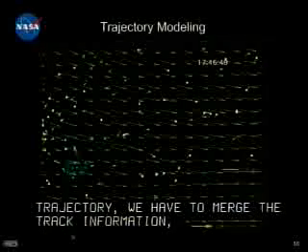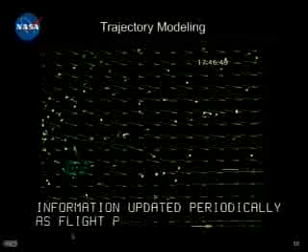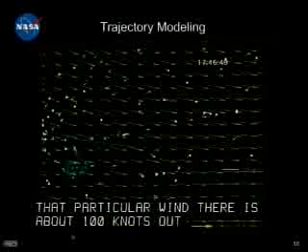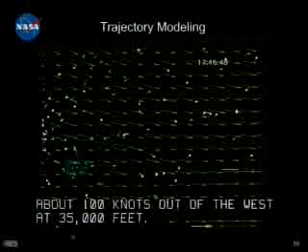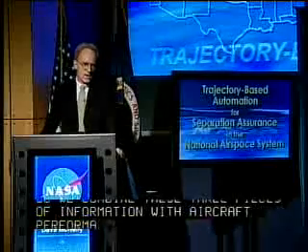Next slide. So in order to generate a 4D trajectory, we have to merge the track information, updated every 12 seconds, with the flight plan information, updated periodically as flight plans are changed or modified, with wind information. That particular wind there is about 100 knots out of the west at 35,000 feet. So we combine these three pieces of information with aircraft performance models in order to get a four-dimensional trajectory for every aircraft in the airspace.